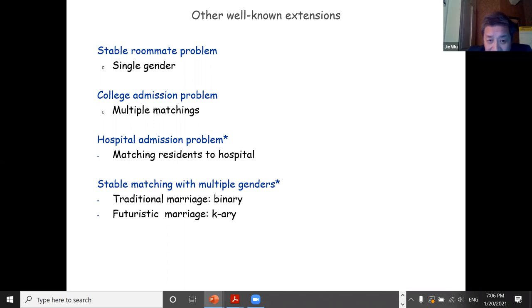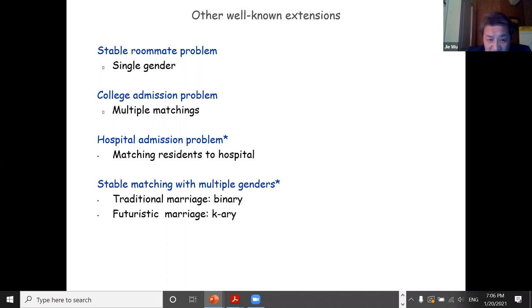Hospital admission program, matching residents to a hospital. That's very realistic. When you go to medical school, after that, you need to find a residency, right? So residency is like a matching. So you apply to several hospitals, and then the hospitals, based on your record, rank their top choices. Then how can you find this kind of stable matching, right? And it turned out this is actually a very difficult problem. Like college admission, you need some kind of synchronization, especially in the hospital admission program.